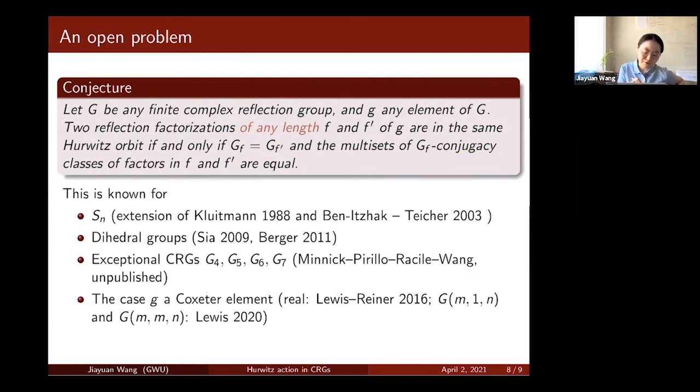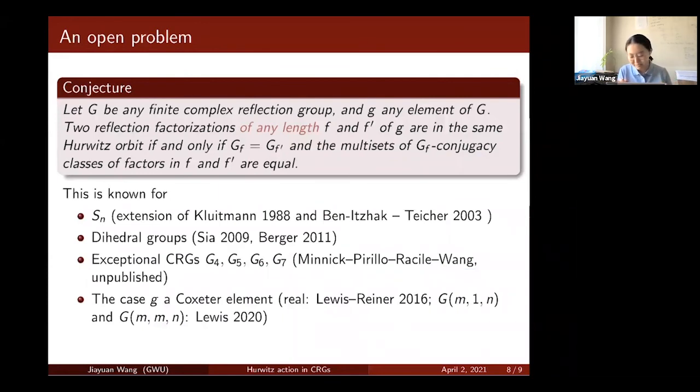And this is known for the symmetric group. It's an extension of Kluman, Benezek, and Teicher. Also, this has been done for the dihedral group by Sia and Berger. And the exceptional one, called the tetrahedral family of rank 2, has been done by Joel's undergrad students. So this is not me. And also the case when G is a Coxeter element.